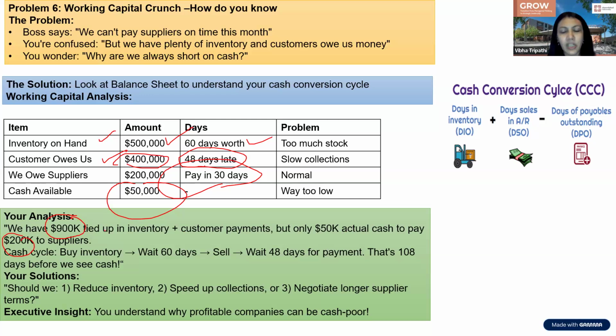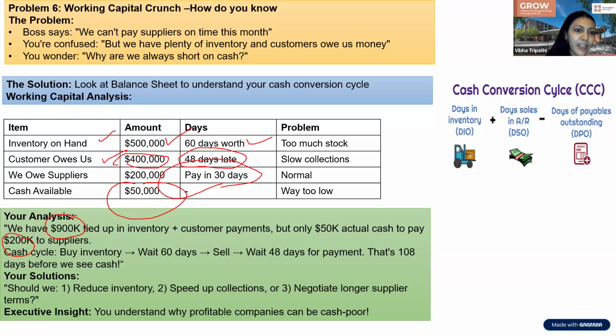Always make sure that your collections come on time. Second, you reduce your inventory. That means you will have to do a lot of good sales there. And third one, like I said, you have to negotiate with the supplier. If you can crack this, imagine if this operating cycle goes down, your company will have a lot of cash on hand. And that will reduce the pressure on the short-term debts of the company.